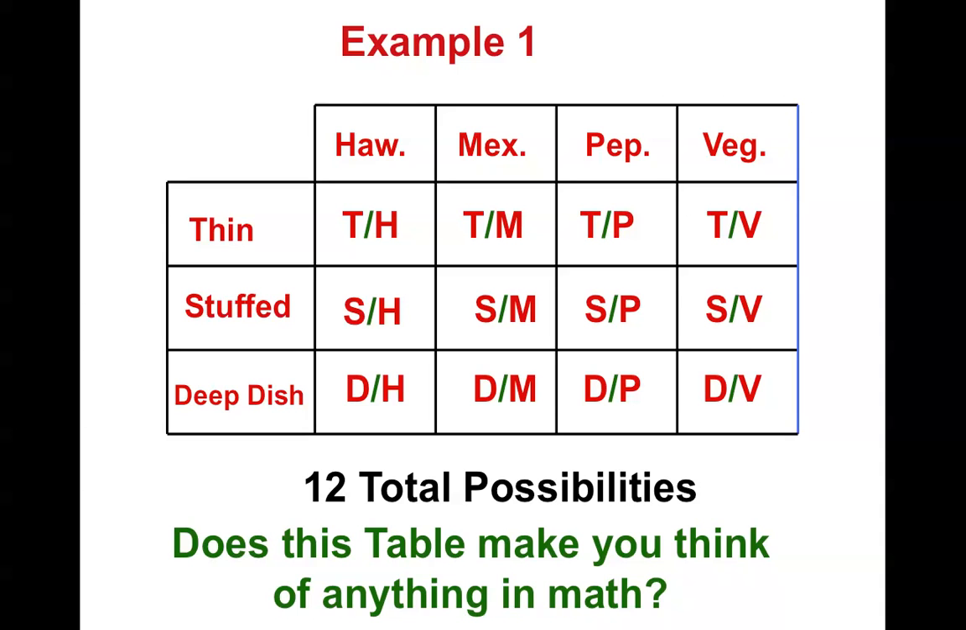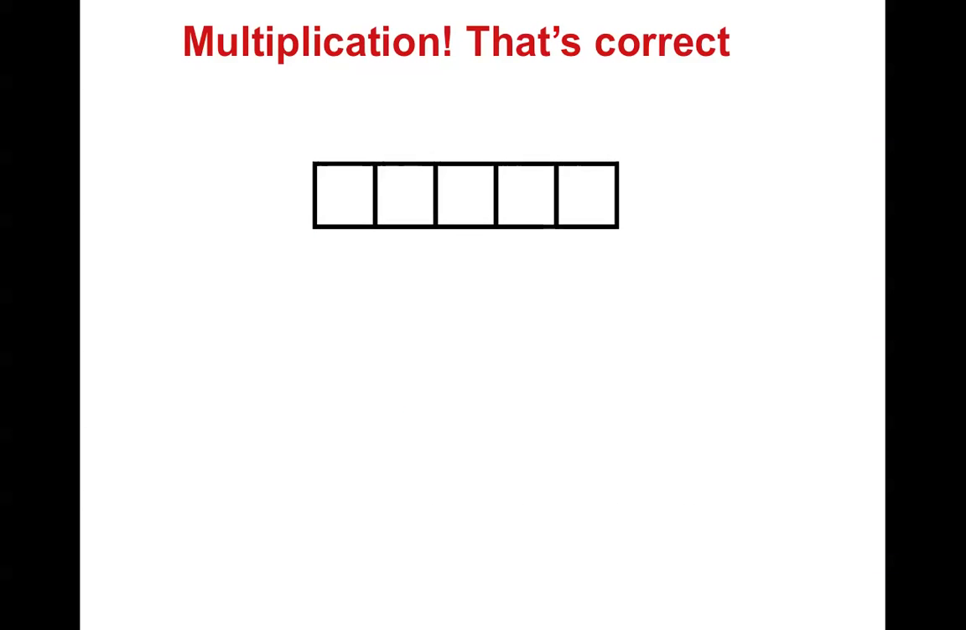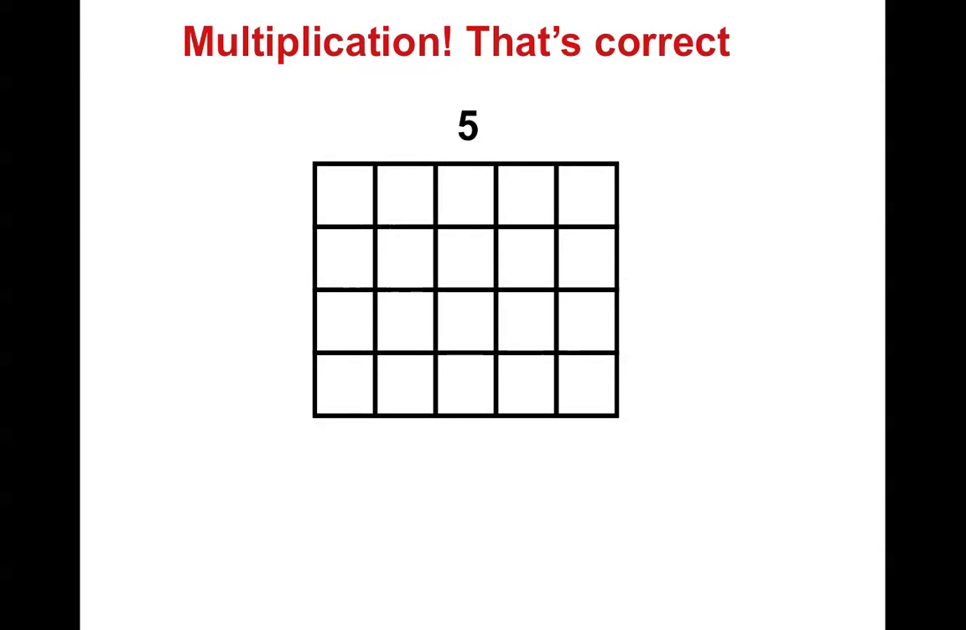We asked the students, does this table make you think of anything in math? And they did a good job. They told me it made them think of multiplication, which I took them back to this old problem from 3rd grade. If there were 5 blocks in a row here, and we had 4 rows of 5 blocks.